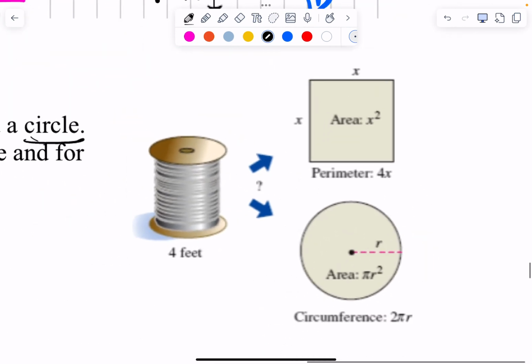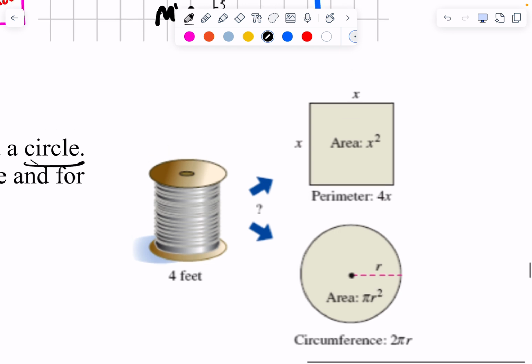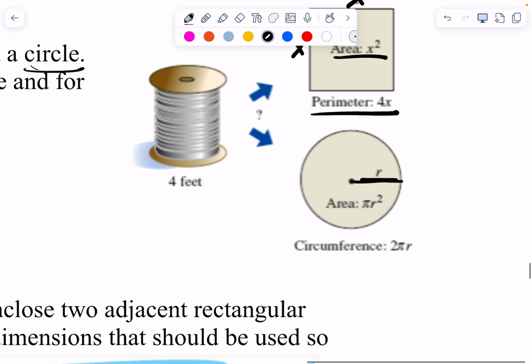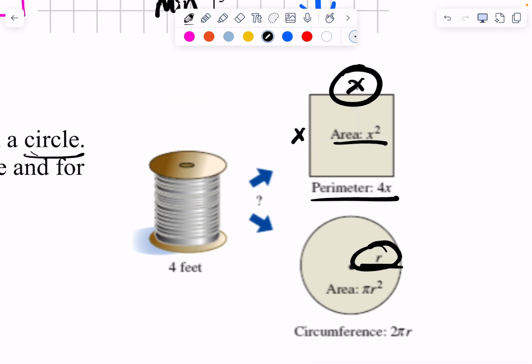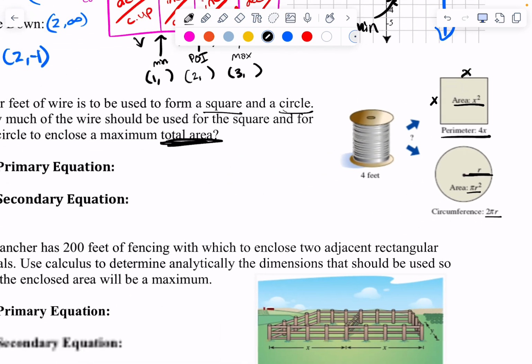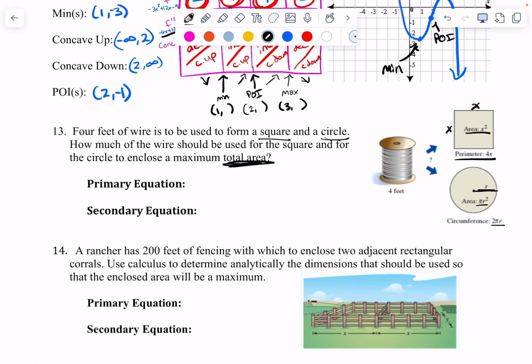All right, so the 2 things we have going on here are perimeter and area. If we make this square x by x, we have an area of x squared, and our perimeter is 4x. The radius, I don't want to call it x because we don't necessarily know it's the same length, so we'll call it r. You could have called it y, but we'll call it r. Area is pi r squared, circumference is 2 pi r. So if we're talking total perimeter, we know.